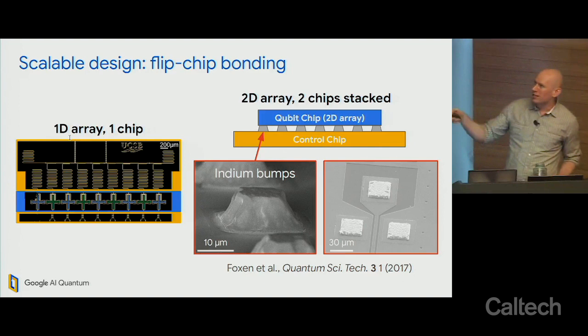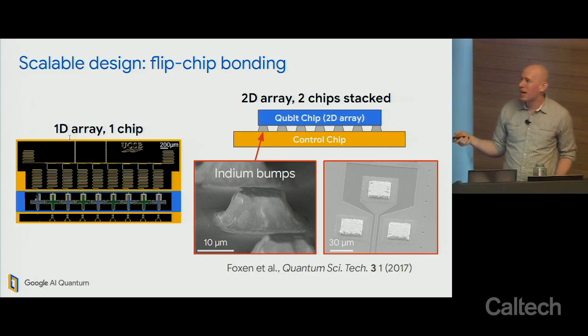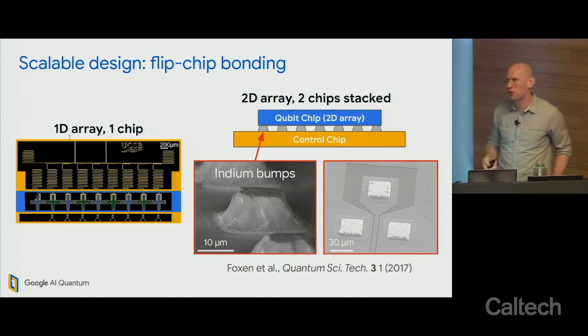So let's do this. Let's make a chip whose sole purpose is to have a two-dimensional array of these qubits on it. And then we have a separate chip that's in charge of all of the control stuff. It has the readout, it has all the wires, and so forth. And we can have those two chips communicate with each other through a superconducting interconnect. And it's really nice to have a good superconducting interconnect, which I'll mention a bit more later on.